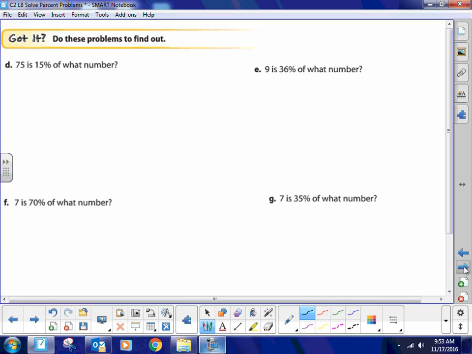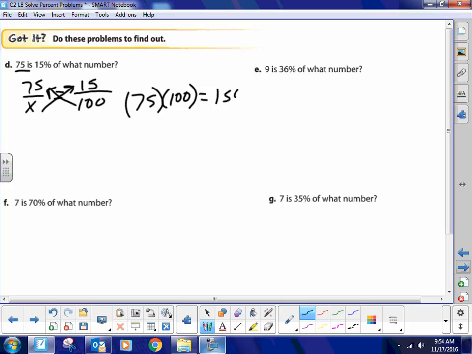All right, so you got your is over of is equal to percent over 100. We know the is is 75. We know the percent is 15, and we know the 100. Okay, we don't know this, so I'm going to replace it with x. You cross multiply. You take 75 times 100, okay, is equal to 15 times x. All right, 75 times 100 is 7,500. And you got 15x. Right.